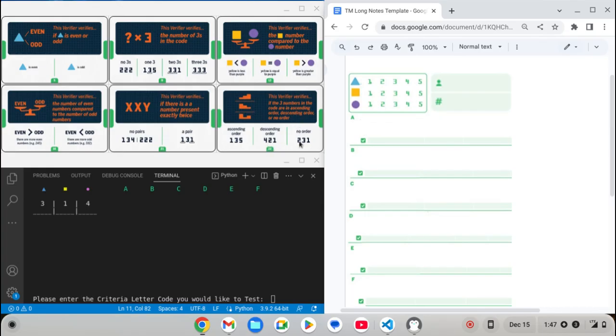So let's take a look at the example of 231. Notice that it goes from 2 to 3, then 3 to 1. And from 2 to 3 it increases, and then from 3 to 1 it decreases. Of course, you could also have a solution that is decreasing and then increasing, but it's basically that shift from one direction to the other that defines a 3-digit code to have no order.